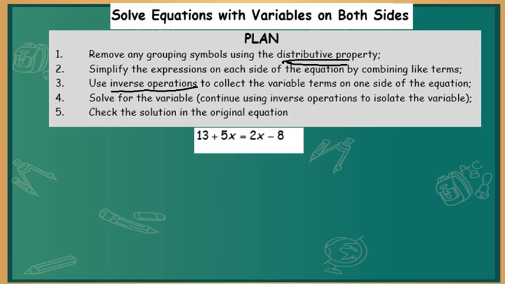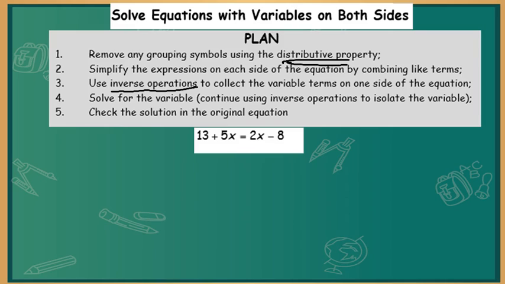to collect the variable terms on one side of the equation. It doesn't matter which side. Then we're going to solve the equation for the variable. Then, of course, we have to check our answers. So in our very first problem, let's take a look at that. It says 13 plus 5x is equal to 2x minus 8.